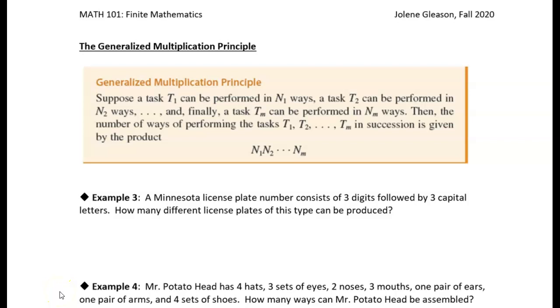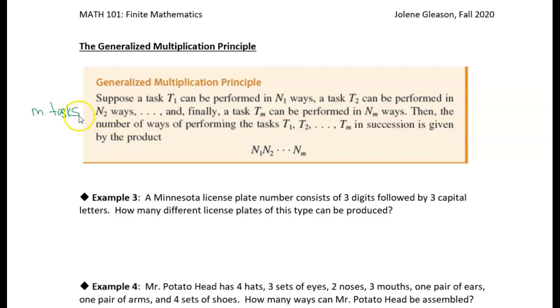All right, so oftentimes we have more than two tasks to complete, and the generalized multiplication principle just allows us to apply the multiplication principle to more than two tasks. This is the description that's in your book of the generalized multiplication principle, but essentially it's just saying that however many tasks you have to perform, you can just take the number of ways to perform each task and multiply them together. In this case, we're generalizing now to m tasks, where m is just some arbitrary number.